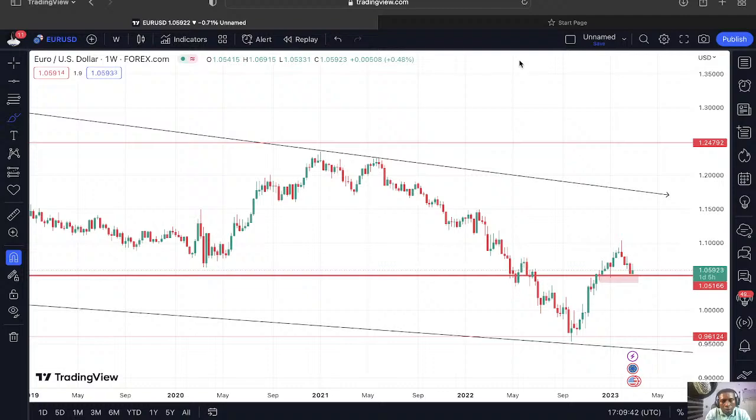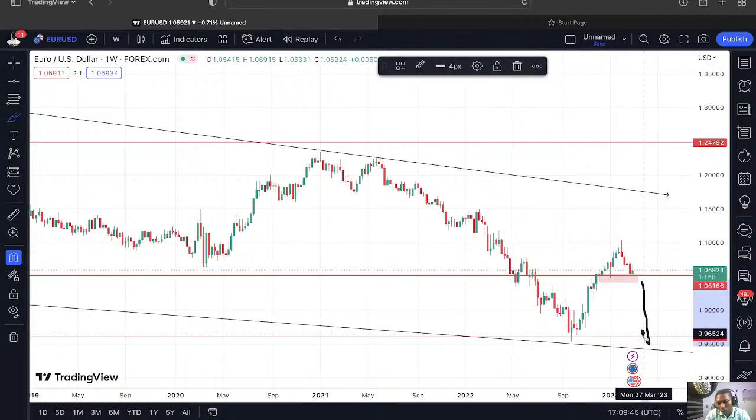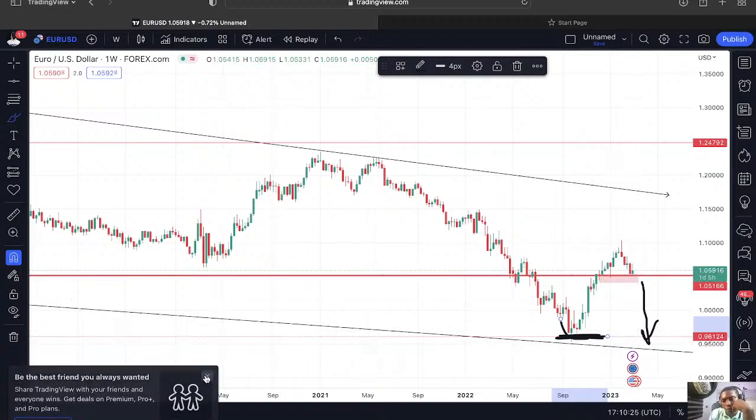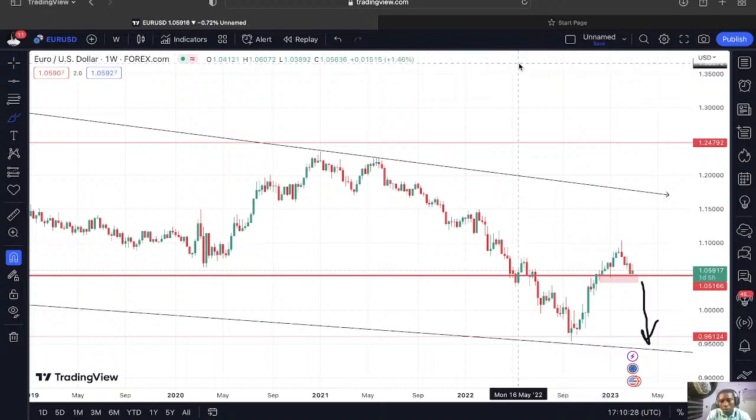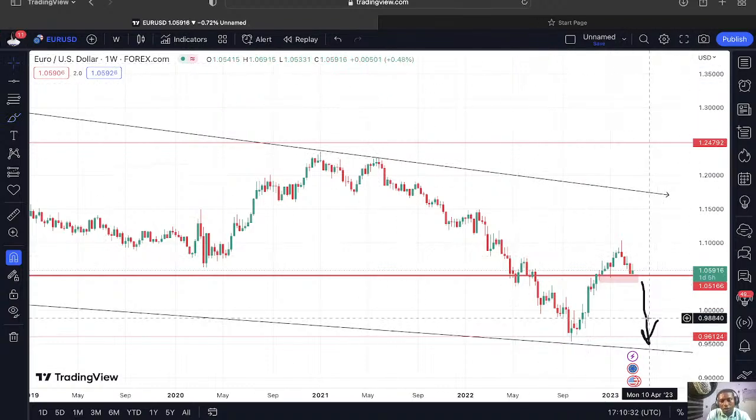You can sell off here. Do you get? When you sell off here, if you are an intraday trader, the next support level can be your exit price. The next support level, which is at 0.9612, can be your exit price. So let's look at what we have in the daily time frame.